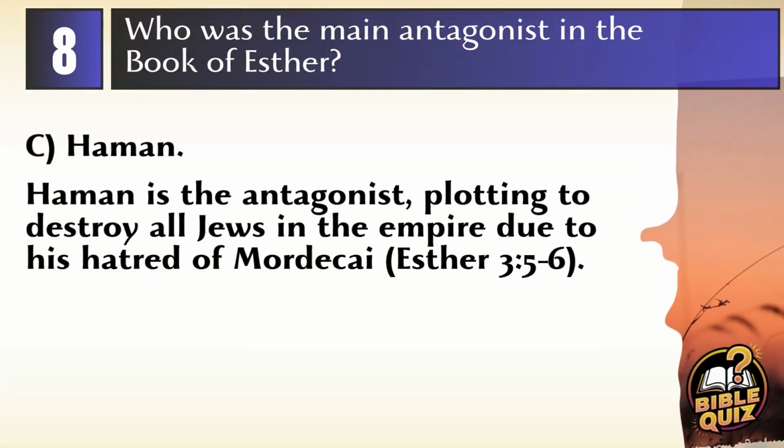Answer C. Haman. Haman is the main antagonist in the book of Esther. He plotted to destroy all the Jews in the empire due to his hatred of Mordecai, who refused to bow down to him, Esther 3-5-6.